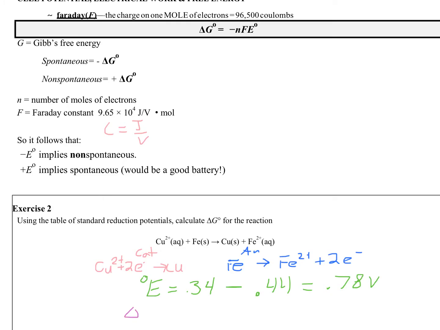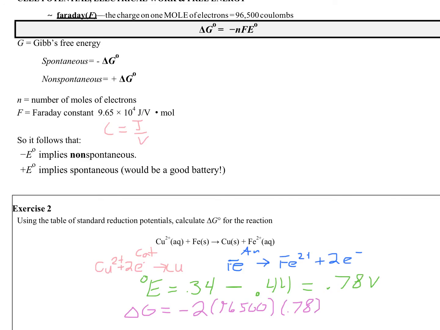So I have delta G equals a negative, because it's a minus, nFE, a negative. n is my moles of electrons. So what was the overall mole change of electrons? I start with 2, I end with 2. It has to be the same number on both sides. So it'll be minus 2 times Faraday's constant, 96,500, times my E, 0.78 volts.